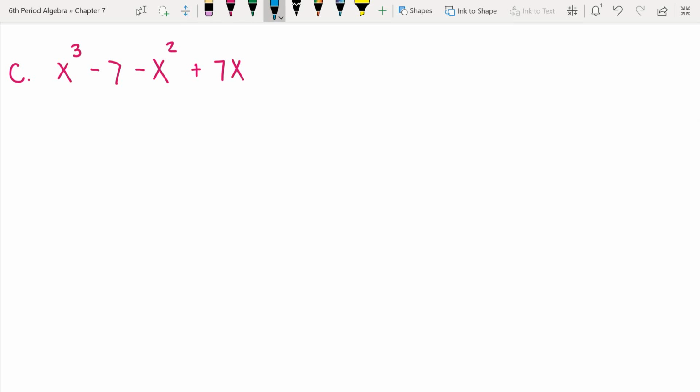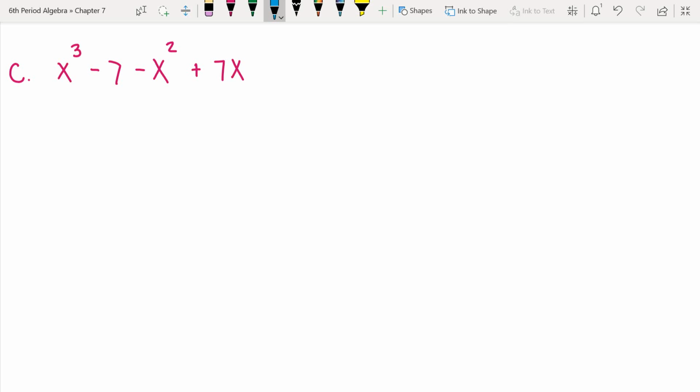I'll probably get you started on this one. So I'll start you off helping you with rewriting this into standard form, and then I want you to pause and I want you to try this problem on your own. We have x cubed minus 7 minus x squared plus 7x. Well, now this looks a little more familiar. This looks like a more common binomial or polynomial that we've seen in our lives at some point.